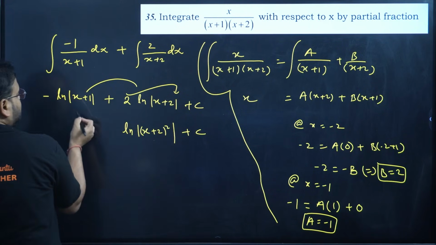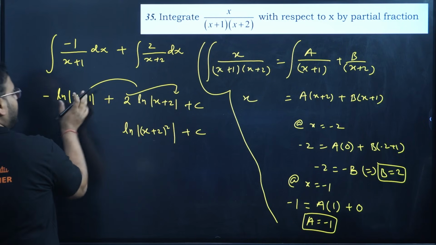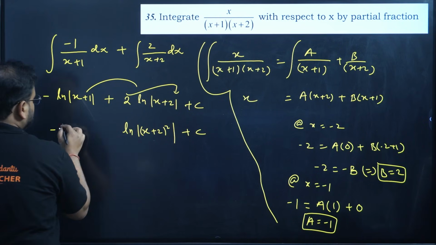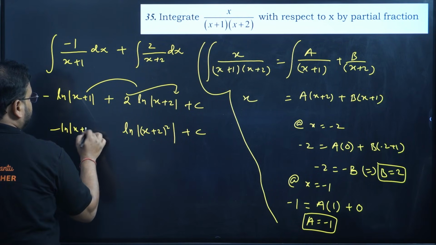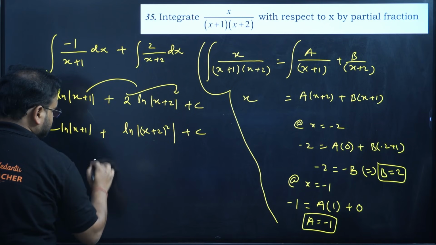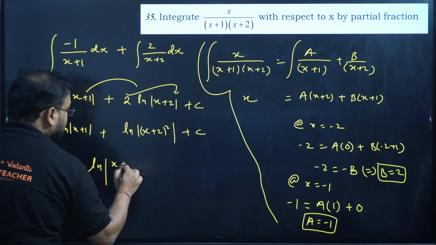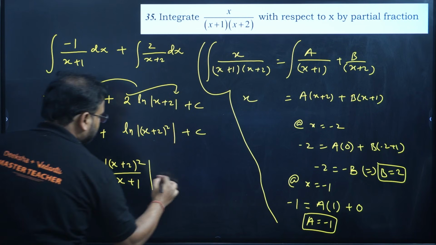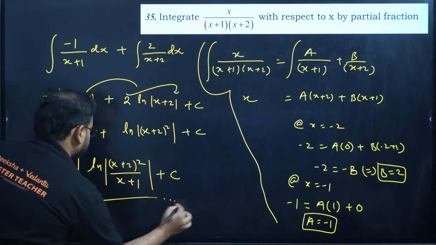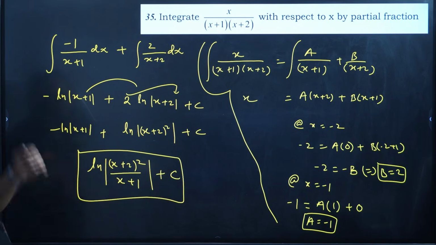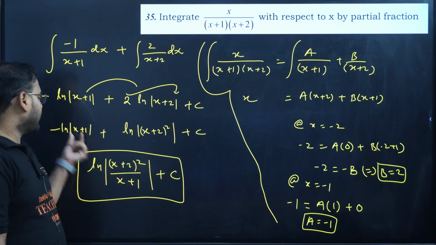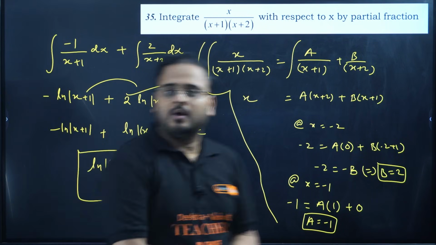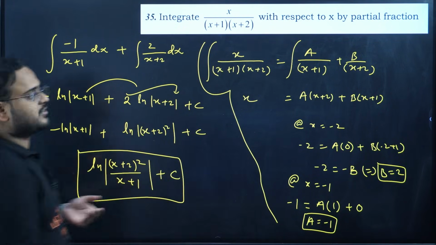Then use the formula of log a minus log b. So you have the final answer as ln of x plus 2 the whole square divided by x plus 1, plus c. This is your final answer: x plus 2 the whole square by x plus 1. Simple question on partial fractions.